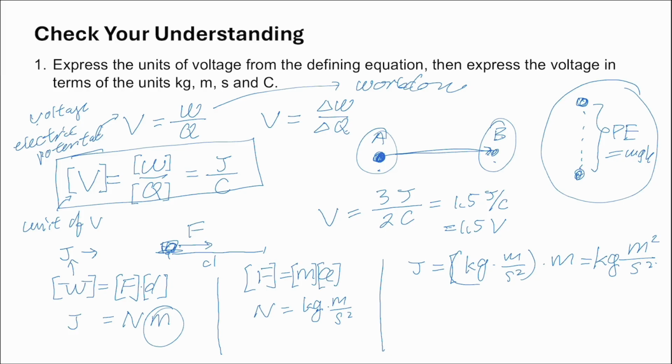So if we look at here, the unit of volt can be expressed as joule per coulomb, and this is the unit immediately from the defining equation, how we define voltage. However, if you break it down further, it will become joule per coulomb. So this is joule per coulomb.